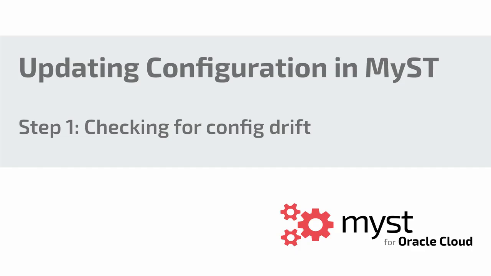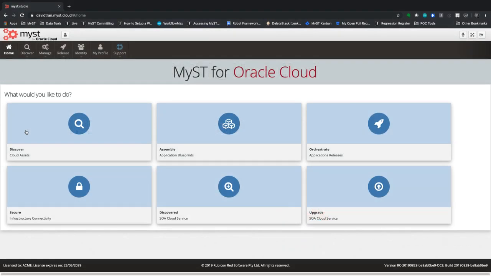This is the first in a short series of videos exploring config drift and updating configuration in an Oracle SOA Cloud Services environment. In this video, we're going to use MyST for Oracle Cloud to check an existing configuration for config drift as preparation for creating a new JDBC data source.